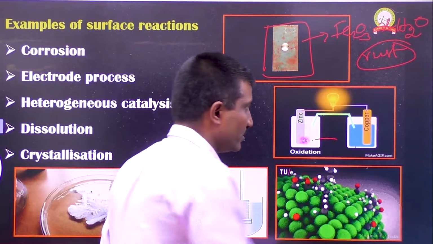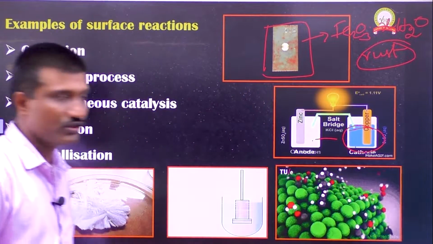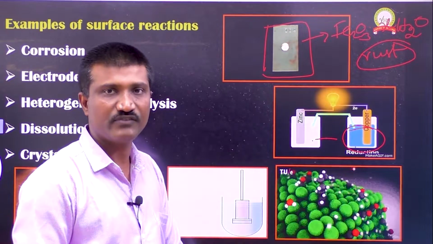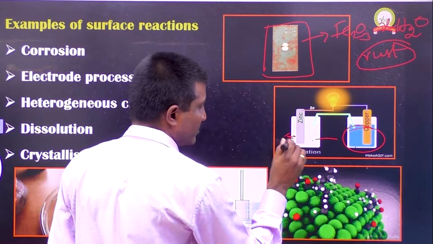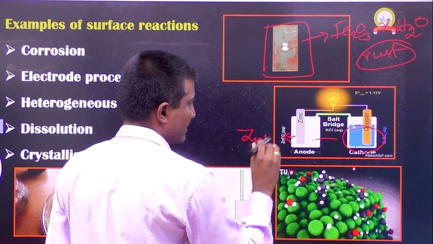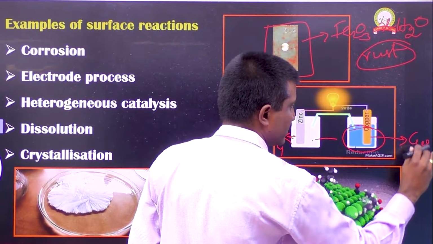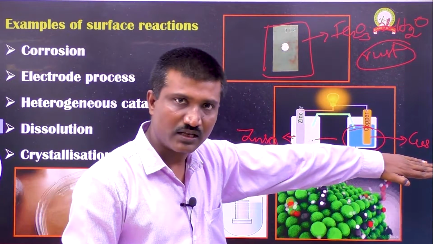During that reaction, the blue color of this copper sulfate solution decreases. Here I am taking this one as a zinc sulfate solution and this one is a copper sulfate solution. This copper sulfate solution is a blue color.